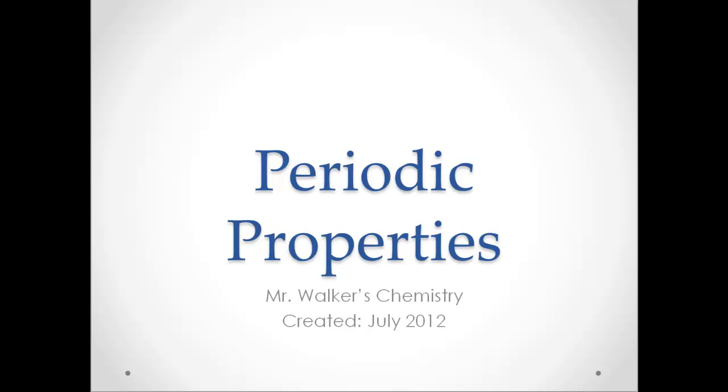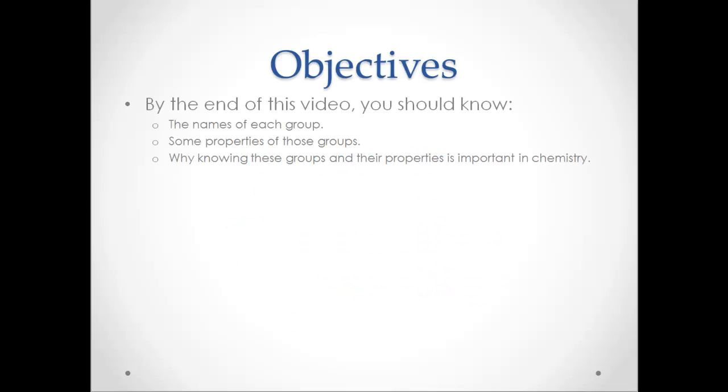Okay, so the objectives for today: by the end of this video you should be able to know the names of each group. So if you don't already, it might be a really good idea to get out your periodic table, print one out, sketch one up, do something. You just need the general outline of the periodic table, and on your periodic table write the names of the groups as I go through. I think that would be really helpful for your notes.